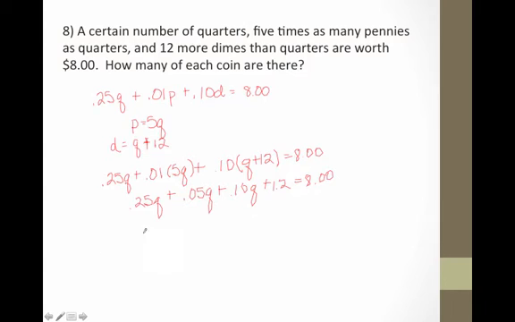Add all those quarters together. And I'm going to subtract that $1.20 from the $8, which gives me $6.80. And so dividing by 0.4 on both sides, I know that I have 17 quarters.